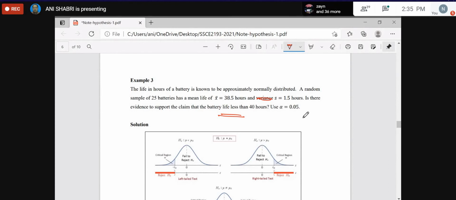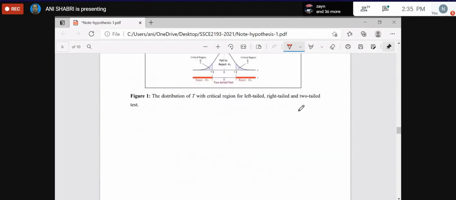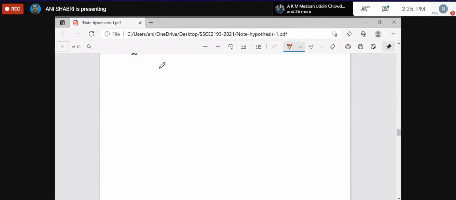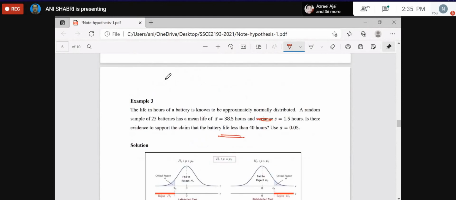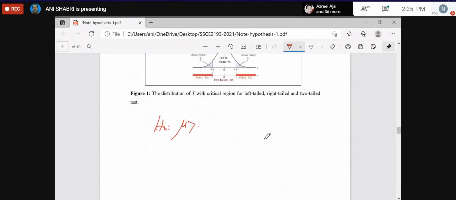Alpha is still 0.05. What is the hypothesis? H0 null: mu greater than or equal to 40, the claim is 40, the same. Against H1: mu less than 40. This is number 1.